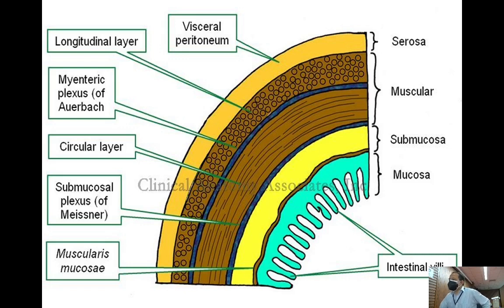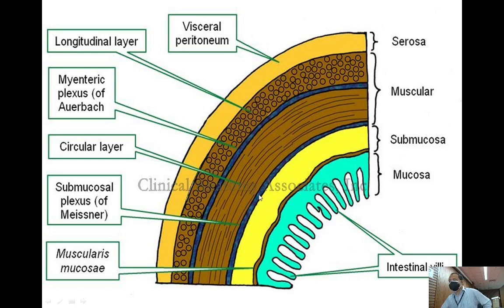Okay, and this layer of neurons that you find in between the submucosa and the muscular layer is called the Meissner's plexus. All right, the Meissner's plexus. This layer that you find between the longitudinal muscle and the circular muscle is called the myenteric plexus, or sometimes it's called the Auerbach plexus. This Meissner is also called the submucosal plexus.